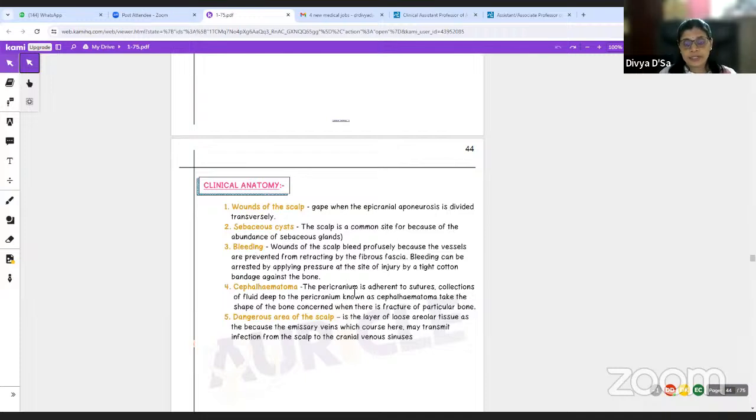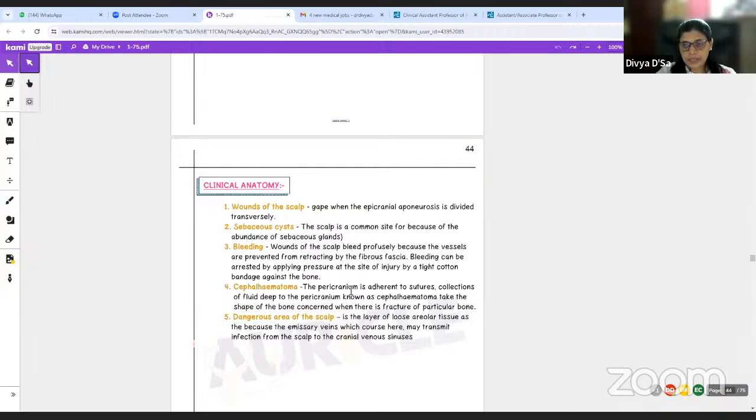Then bleeding. Here the connective tissue transmits the cutaneous blood vessels. So if there is a lacerated wound or a tear in the scalp, it will bleed very profusely because the vessels cannot retract, as the fibrous fascia is adherent there. So how will we arrest the bleeding? We apply pressure at the site of the injury by a tight cotton bandage against the bone. We hold it like that for about 3 to 5 minutes, and by then the bleeding would stop.